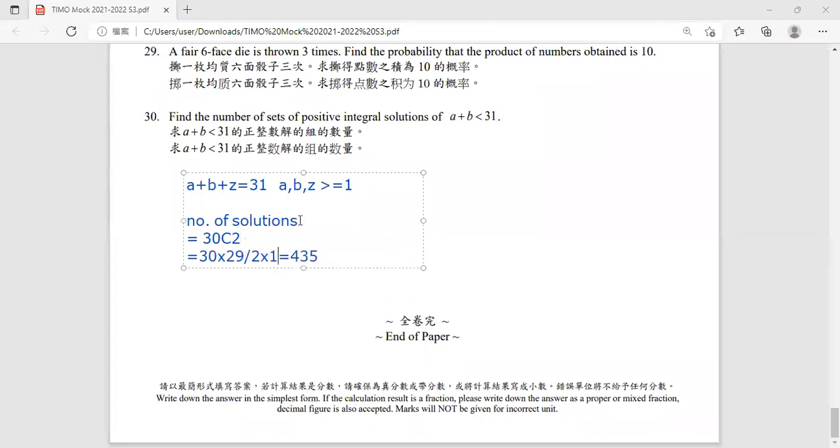Any questions? It's just that simple. Every time you encounter this type of problem, if a plus b is more than something, you put a sign on it, and there will be one more number here. Then you use the method I told you, and then it's just a combination problem.